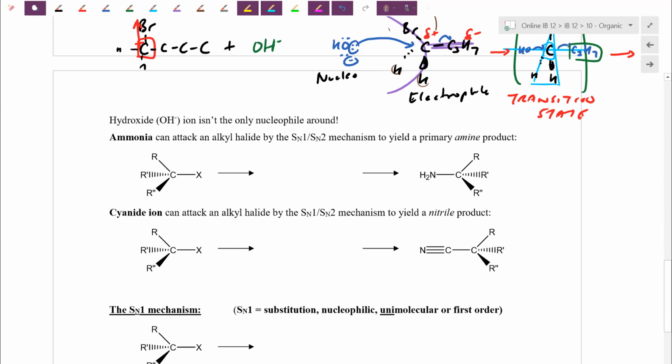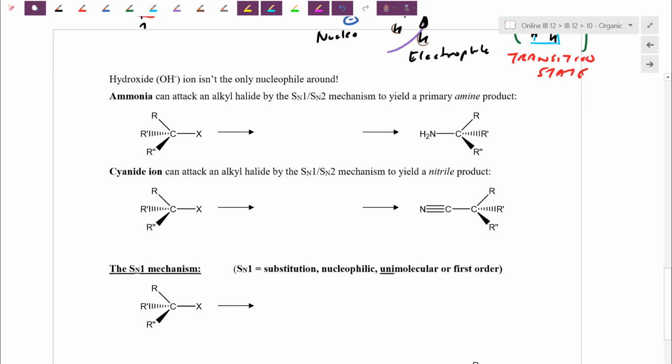Let's just continue onwards with the next page here. Hydroxide is not the only nucleophile. Ammonia can actually attack this halide via either mechanism. I haven't showed you the SN2 mechanism just yet, but totally possible here. And that can yield a primary amine product. So let's take ammonia.